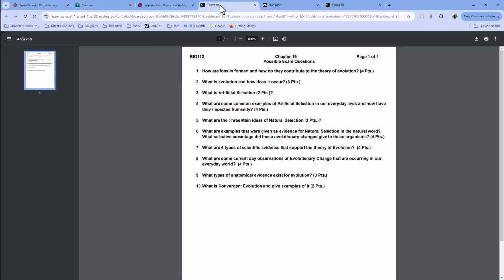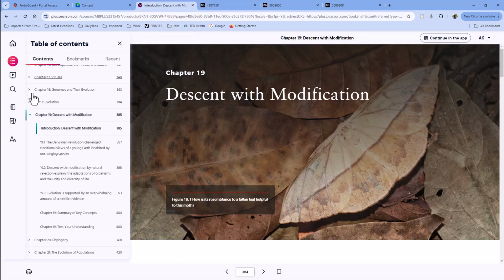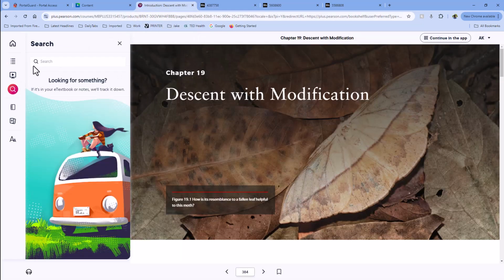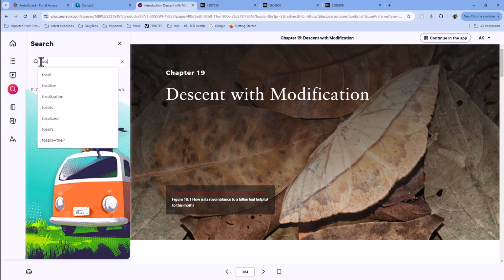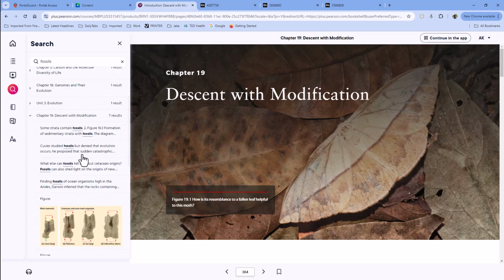So when you open each of the possible exam questions, you'll see the list. You can find all of the answers. You can find most of it in the slides, but you may need to go into the text for more detail. And so all you have to do is come into here. You can use the search. Type in fossils for that first one, and it'll tell you where it's going to be. You can see right here 7 results in chapter 19, but it's mentioned several different places, and so this will take you right to the place in the text that'll get you the answer.